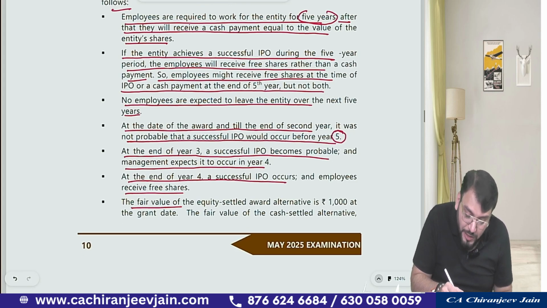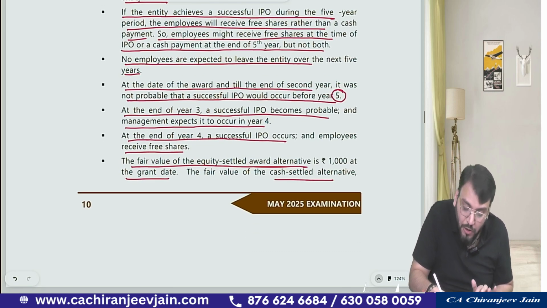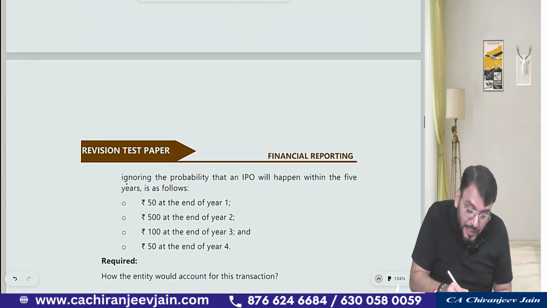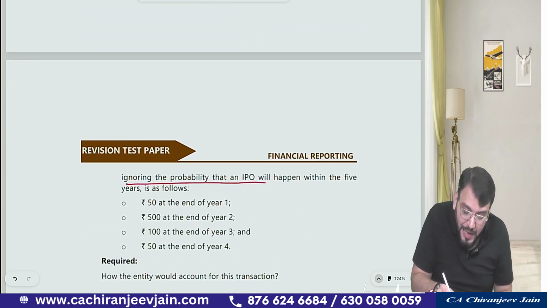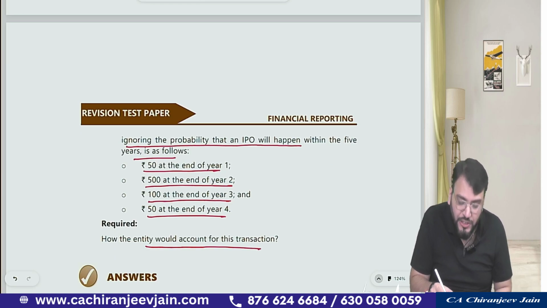The fair value of the equity-settled award alternative is 1000 on grant date. So the fair value of the equity-settled award is 1000 on grant date. The fair value of the cash-settled alternative, ignoring the probability that an IPO will happen within the 5 years, is as follows: 50 at the end of the first year, 500 at the end of the second year, 100 at the end of the third year, 50 at the end of the fourth year. How would the entity account for this transaction? Very simple.